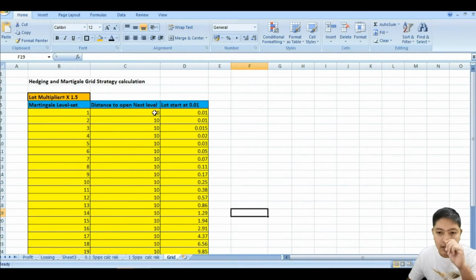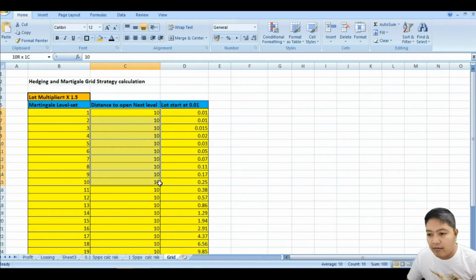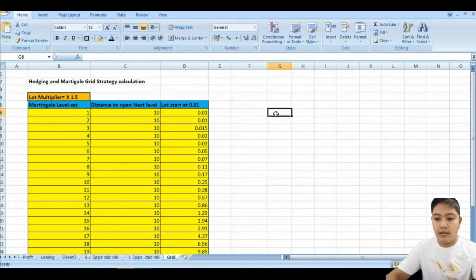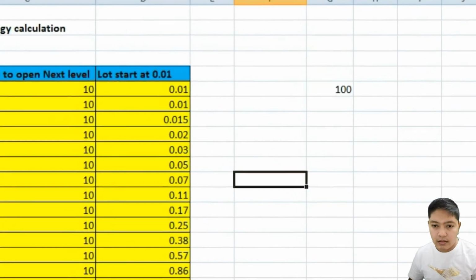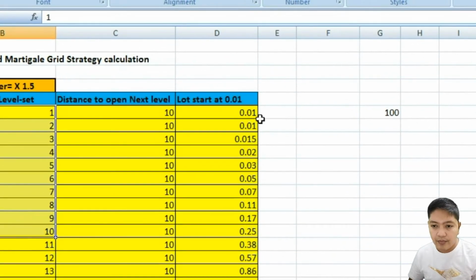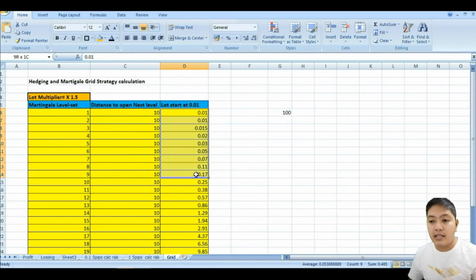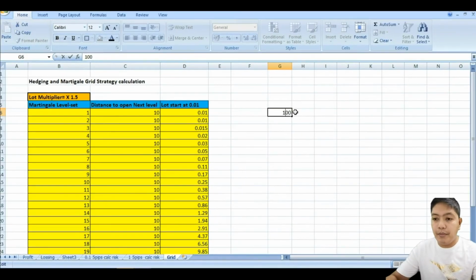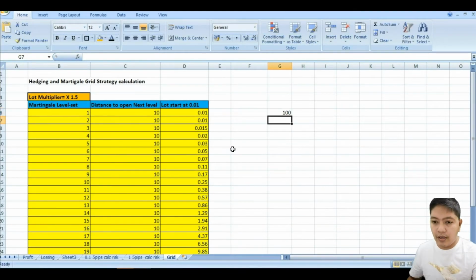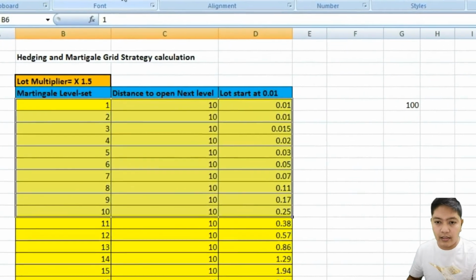If you multiply these 10 levels, you have 100 pips here, right? Because you are using 10 levels here, and then you multiply that by the overall lot size, which is about 0.485, okay? So it means 100 pips multiplied by 0.485. We will calculate that until this level, right?